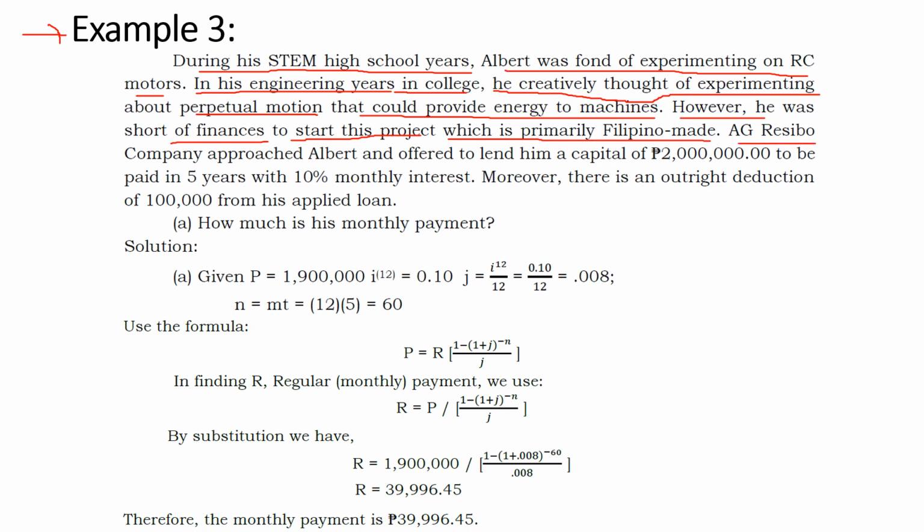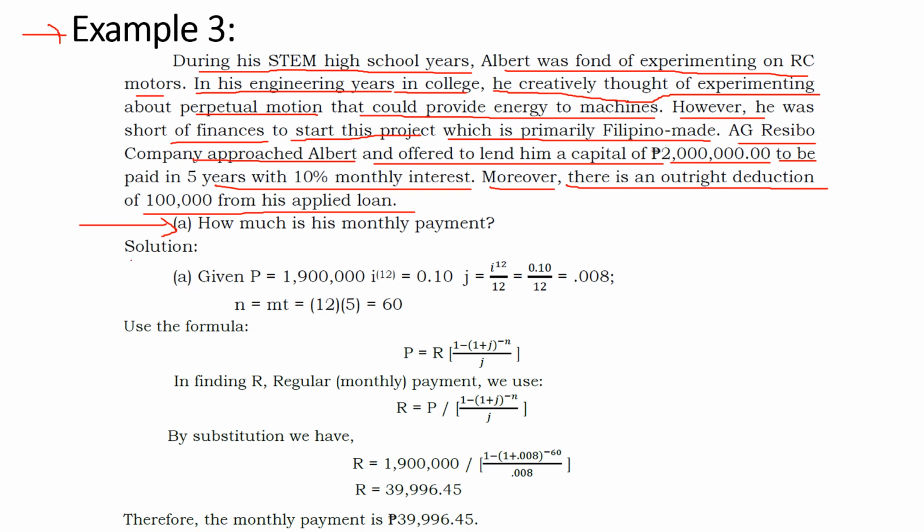AG Recibo Company approached Albert and offered to lend him a capital of 2 million pesos to be paid in 5 years with 10% monthly interest. Moreover, there is an outright deduction of 100,000 from his applied loan. And our main goal now: how much is his monthly payment? So we're asked to find the monthly payment that Albert will deal with.